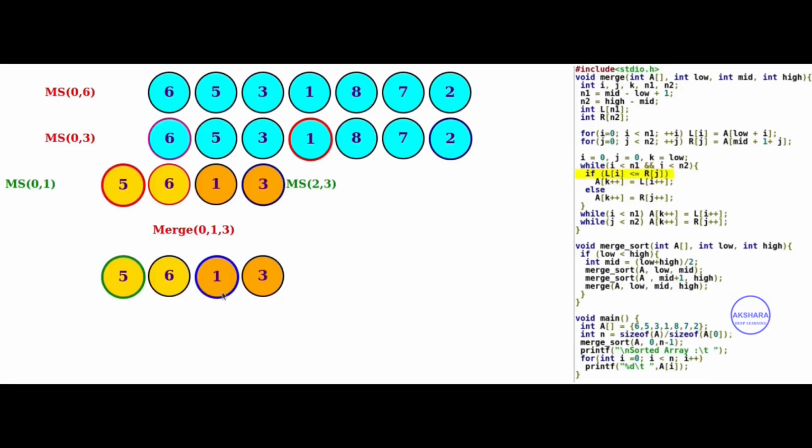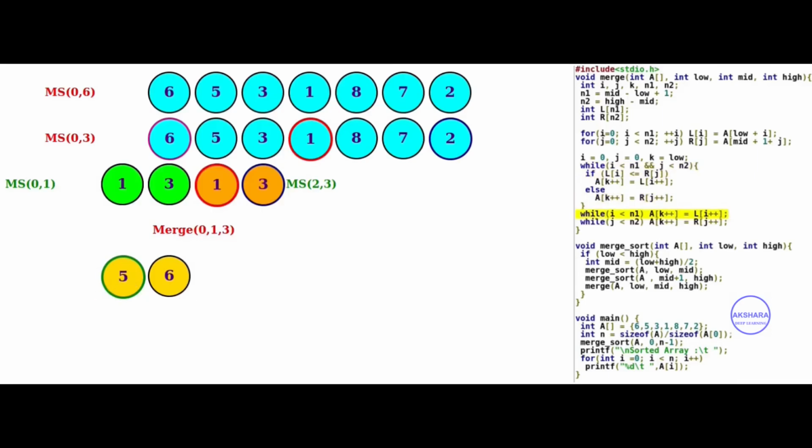Here R of J is smaller, so this statement will execute. One will be copied into array A of K. Both K and J are incremented. Again L of I is compared with R of J. Again R of J is smaller, so this statement will execute. R of J will be copied into A of K. J and K will be incremented. Now J is 2 and N2 is also 2. This right subarray R is completed.